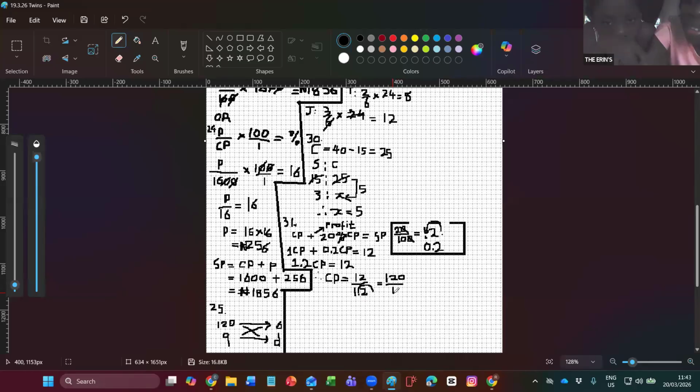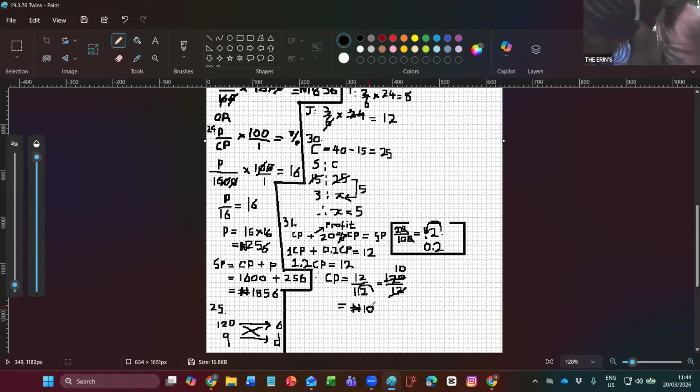Okay. Does it not make sense? Whenever you have a profit, should the cost price not be lower than the selling price? Should the cost price not be lower than the selling price? The cost price should be lower than the selling price, right? Yes. Yeah, go ahead and write.